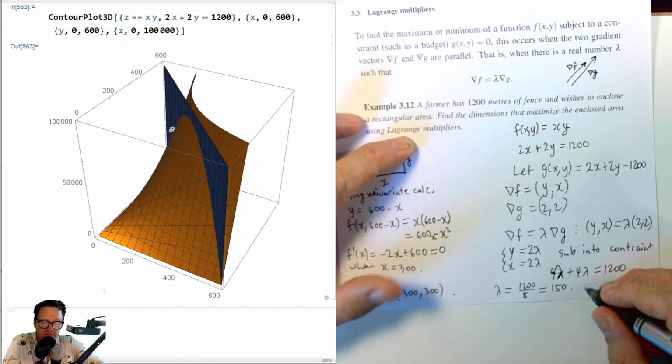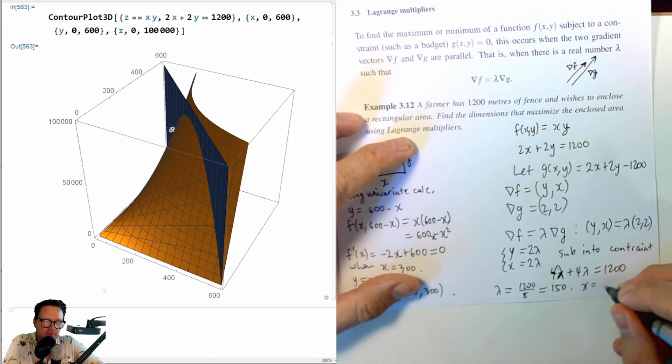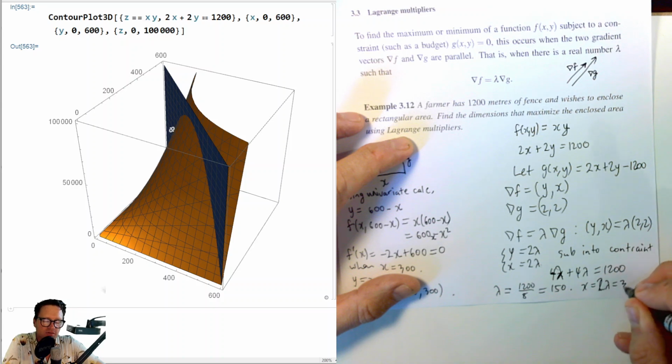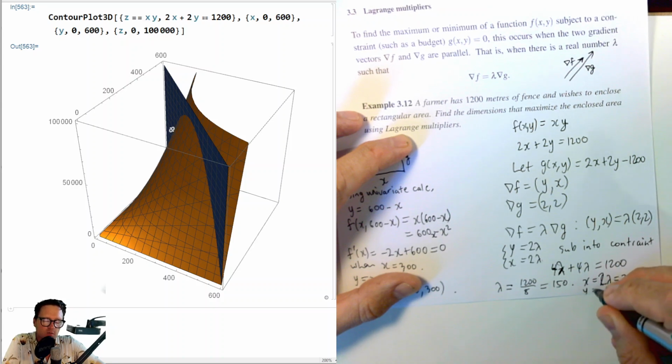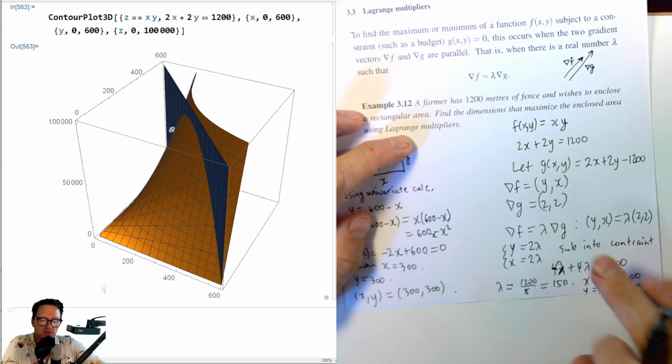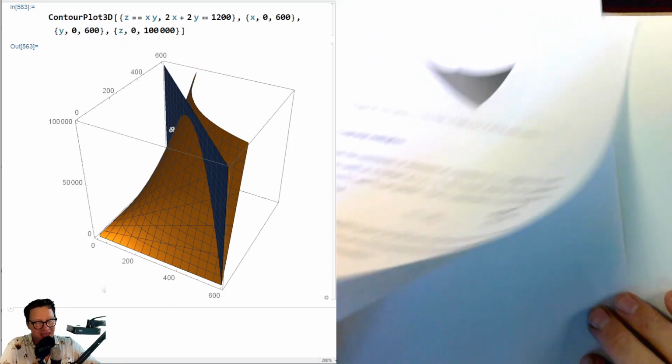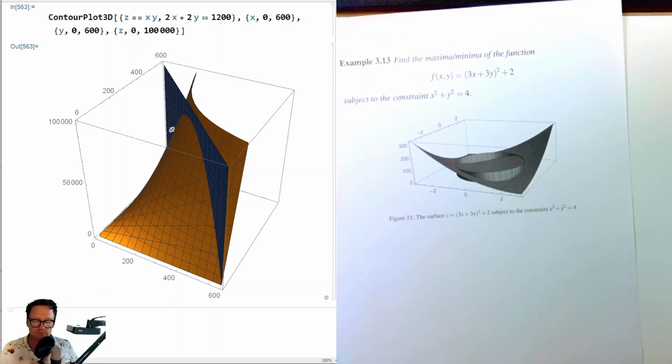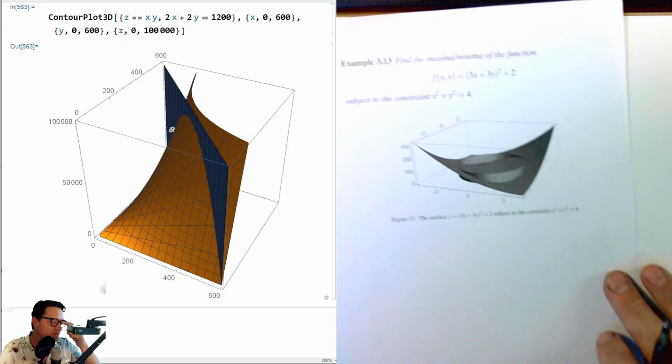Okay, now that we have lambda, sub that back into here, and so x is equal to 2 times 150, which is 300. So 2 lambda equals 300. Similarly, y is equal to 2 lambda, which is 300. Okay, so we got the same thing using Lagrange multipliers. So next, let's have a look at example 3.3.